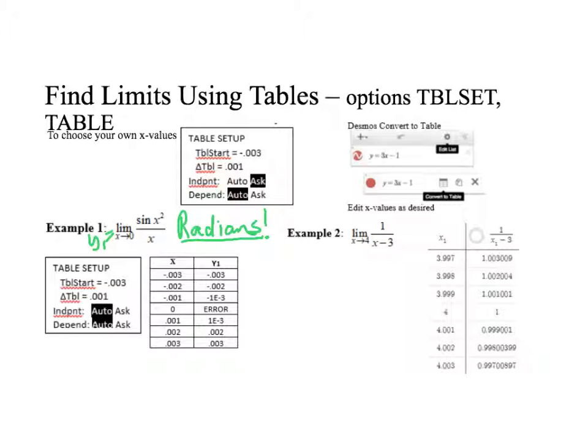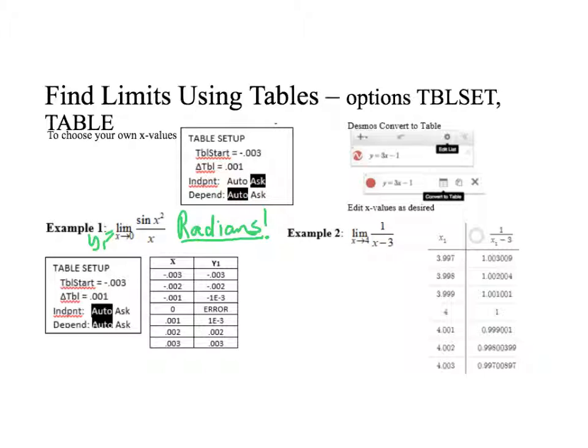On the TI-84, you have options table set and table to find those keys. If you want to choose your own x values and make your own table of x values, then you need to change this, which stands for independent, automatic, or ask. You need to change the independent variable, which is your x variable, to ask. The dependent always stays on auto. It really doesn't matter what you have, where you start your table, or how you increment your table, the delta table. These don't matter if you're going to put in your own x's.